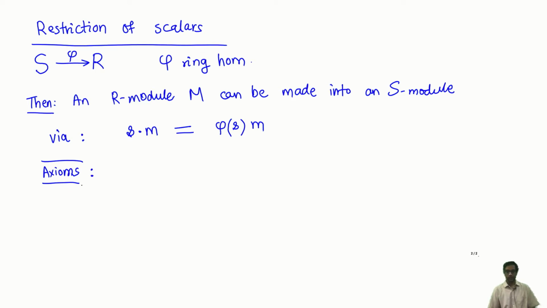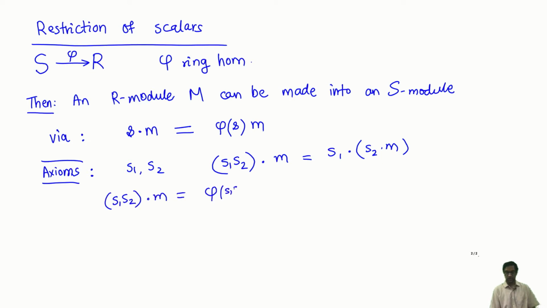Let me just check one of them for you, and you can check the others. So for example, if I take two scalars s1 and s2 and look at their product s1 s2, then s1 s2 acting on m must give me the same answer as s1 acting on s2 acting on m, right? So this is one of the axioms. So let's check that this is true. We start with the left hand side, s1 s2 acting on m. By definition, you apply phi to s1 s2 and then act on m using the R module structure on M.